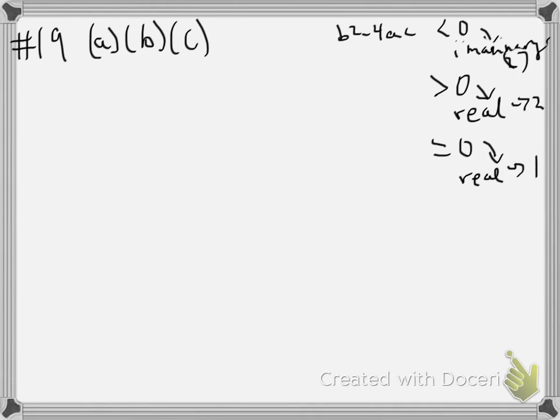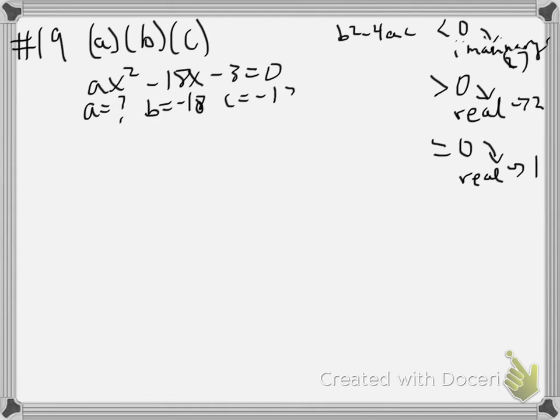And so if you look at number 19, 19a, b, and c all use this equation: ax squared minus 18x minus 3 equals 0. So we don't know a, which is what we're trying to find out. We know b is negative 18, and we know c is negative 3. So I always start, even though this was the second one you had to find, I always start with that one because it tells me my boundary, where exactly I get zeros.